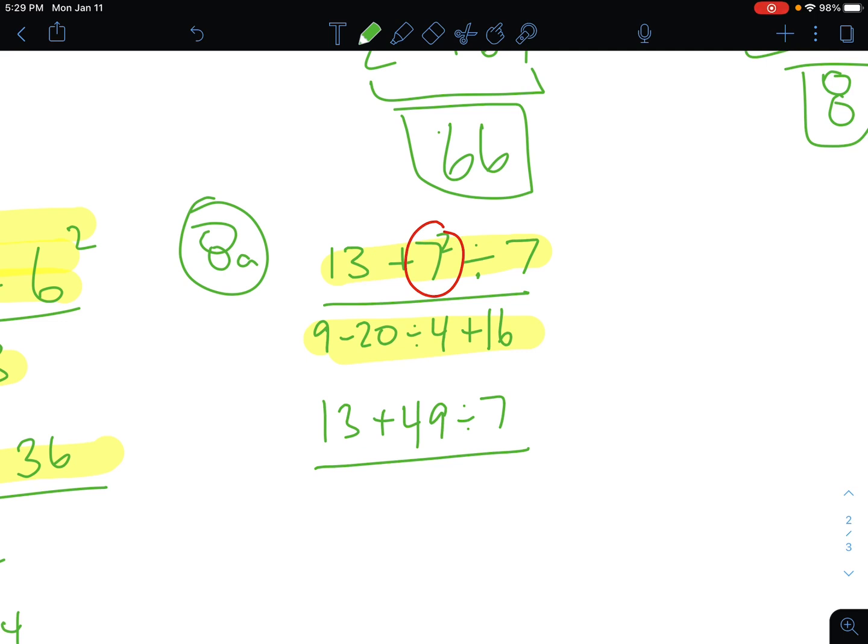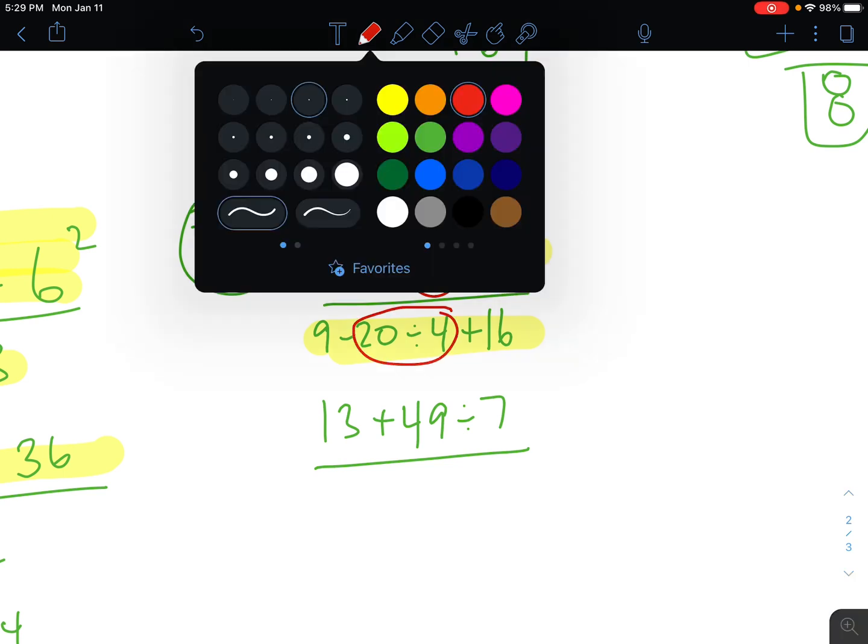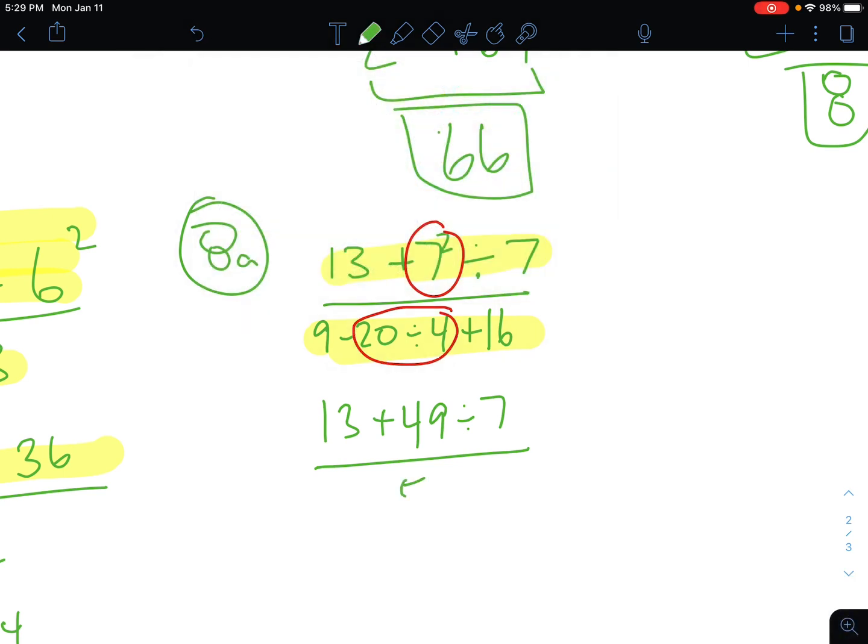And then on the bottom, I have 9 minus 20 divided by 4 plus 16. 20 divided by 4, I'm going to deal with that first. So 20 divided by 4 is just 5. Bring down the minus, bring down the 9, bring down the plus, bring down the 16.